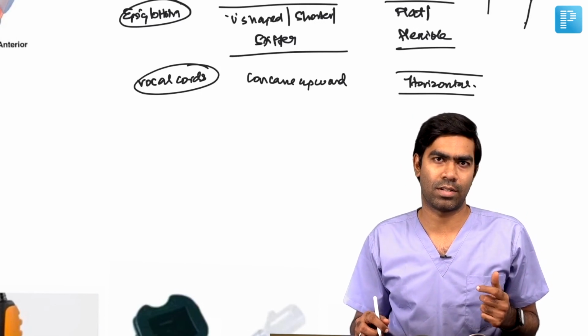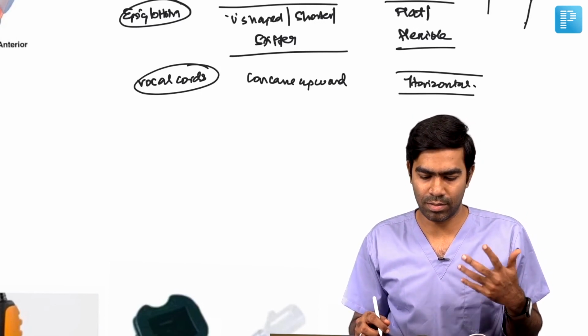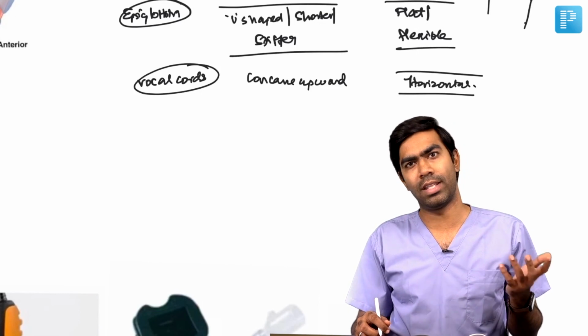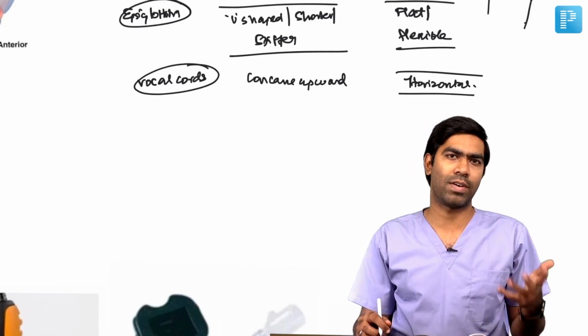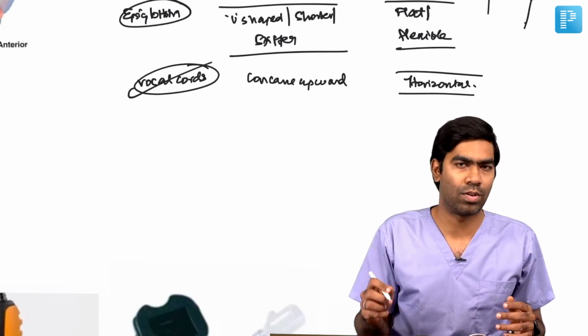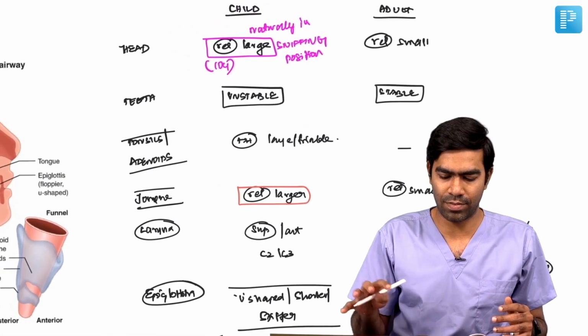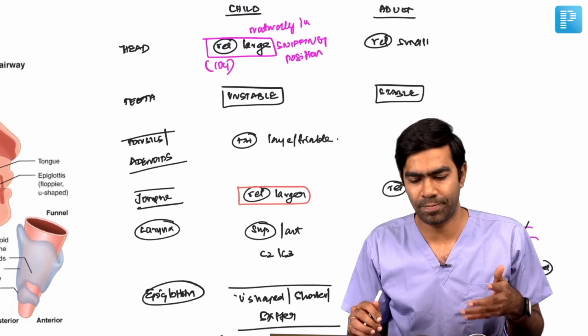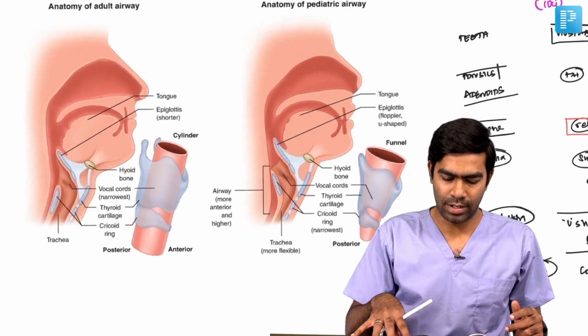ventilation of the patient. Because it is more like concave upward, they might have reduced ventilation, especially in times of airway obstruction. So you have to be very careful. So these are the positions of the vocal cord. So these are the differences between the anatomy of the child versus the anatomy of the adult.